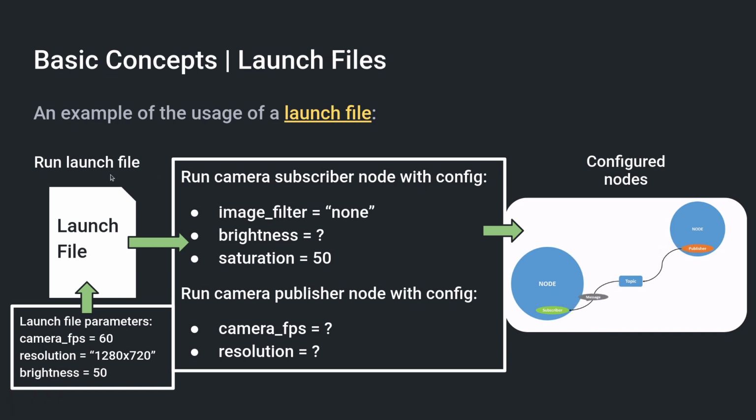And when you go ahead and run the launch file, it will actually boot up a node with a subscriber, which has the initial config of none for its image filter. It doesn't have a brightness value yet, and it has a saturation of 50, but these values will be overridden by this launch file, overridden or set. And then the launch file will also run a node that contains a publisher, which is connected to the camera. And right here you specify the resolution and camera FPS, and these values will be automatically set by the launch file.